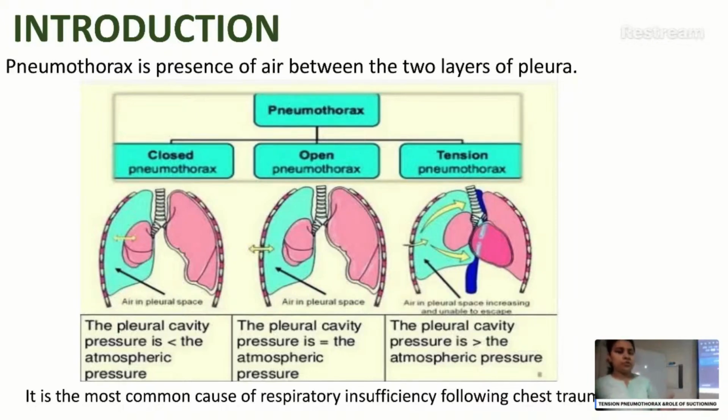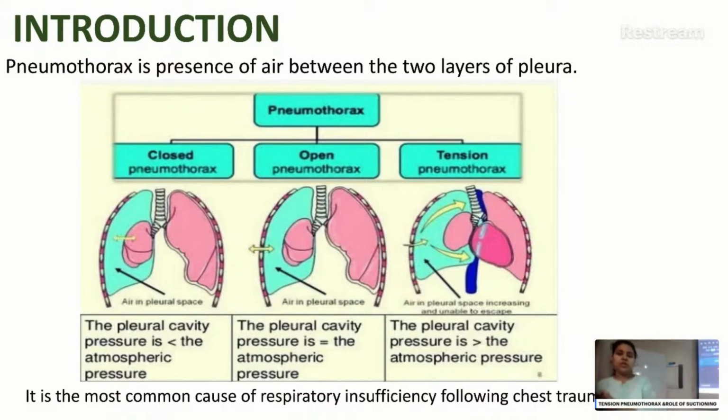Second is the open pneumothorax. The opening that is causing the air to go in between the pleural membranes is present at the level of the parietal pleura, like in cases of open chest trauma. The air will go inside the pleural cavity and that will result in open pneumothorax. Since it is in direct contact with the atmosphere, the pleural cavity pressure will be equal to the atmospheric pressure. Third is the tension pneumothorax.